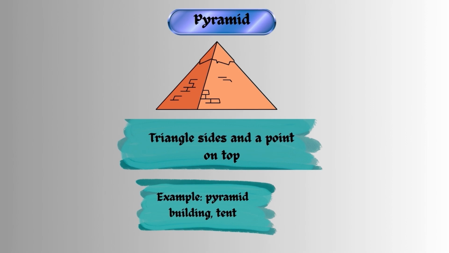What is a cone? A cone has 1 circular base, 1 curved surface, and 1 pointed top.